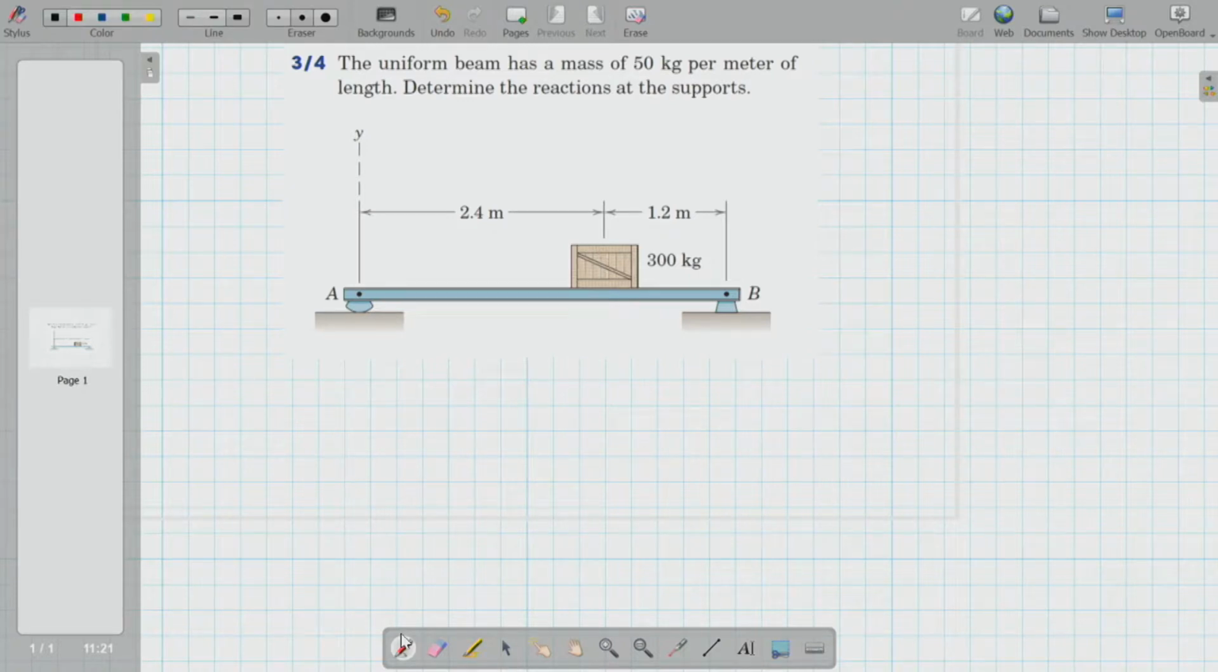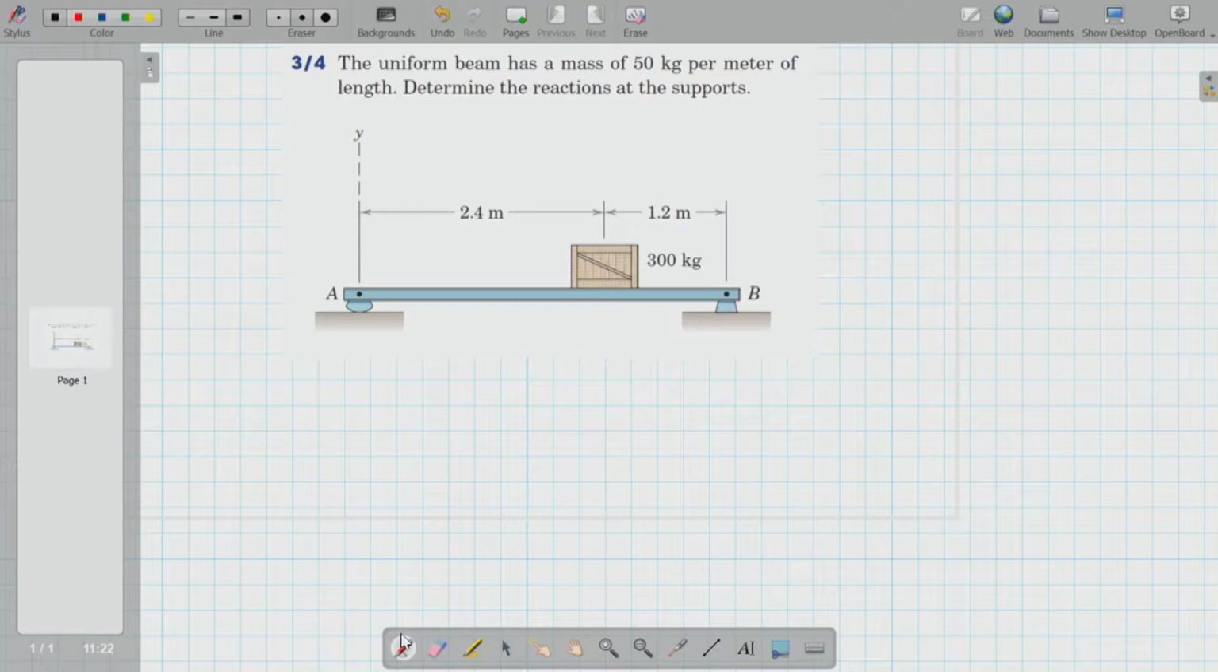Hello students, in this session we will be discussing quite a few problems on analyzing equilibrium of systems. We will try to determine the reactions of the support based on equilibrium conditions. This is one simple example. The problem is taken from Meriam Kraige and we'll solve this problem.